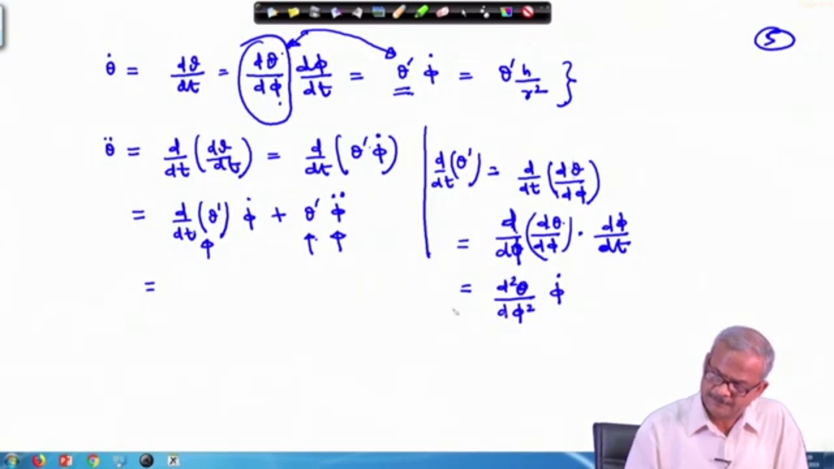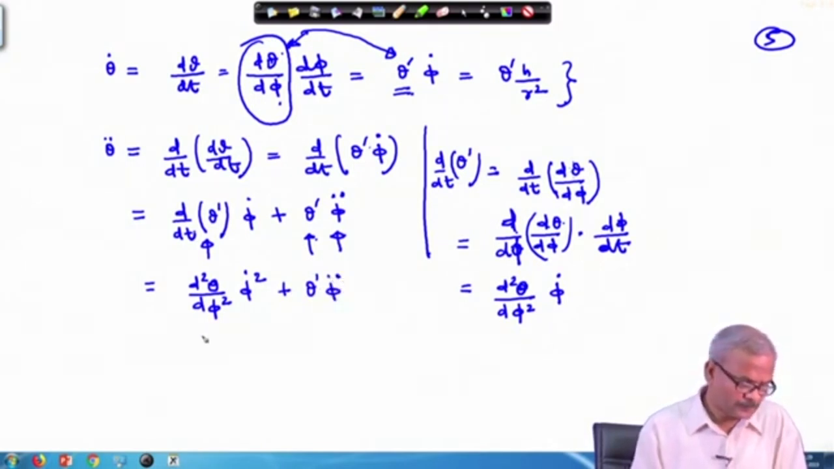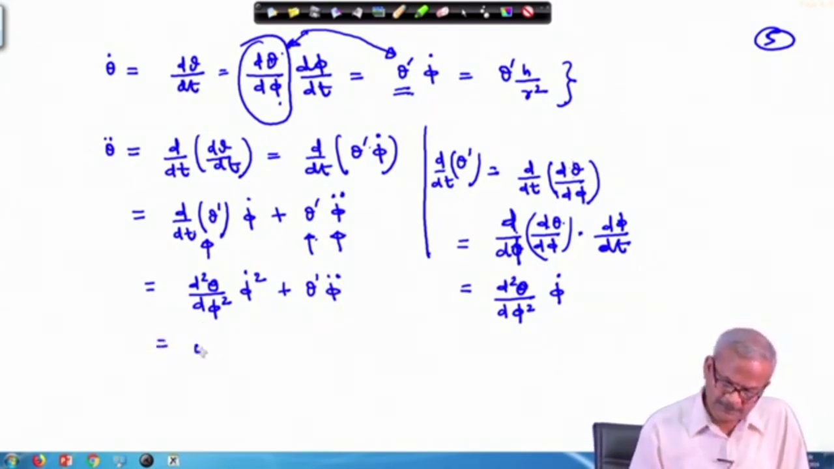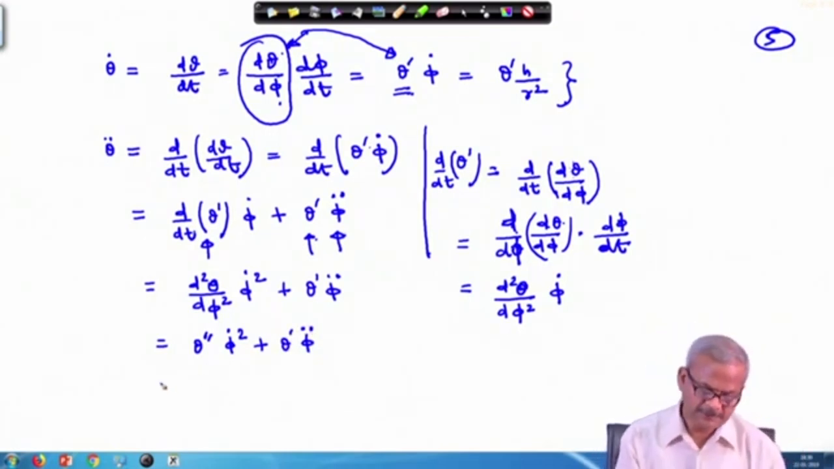d by d t of d prime, d square theta divided by d phi square and then phi dot square plus theta prime plus phi double prime. Okay, and this quantity then we are going to write as theta double prime, phi double dot. So, now look into this, all these quantities are known to us.